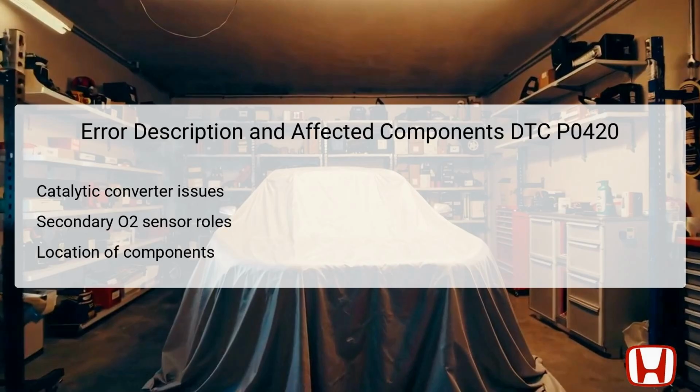In addition to the catalytic converter, the secondary O2 sensor itself can contribute to the problem if it's malfunctioning or if the heater circuit fails, resulting in codes such as P0137, P0138, or P0141. Therefore, pinpointing the exact component failure is necessary for effective troubleshooting.